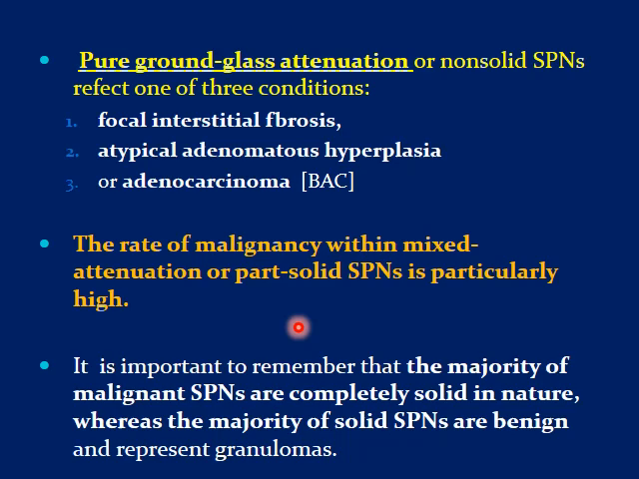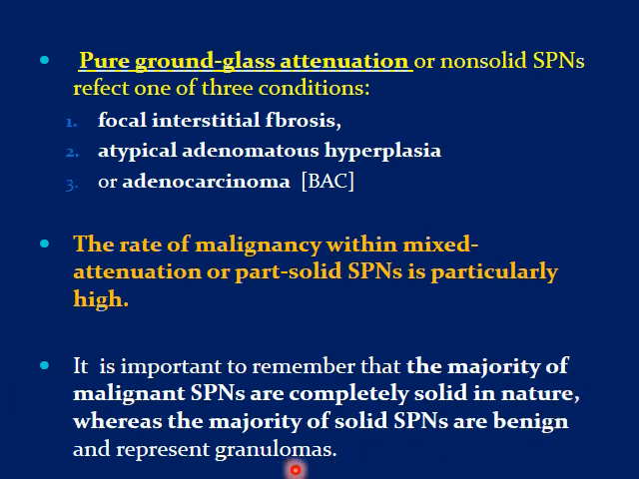Actually, there is a lot of debate or controversy here. Pure ground glass attenuation or non-solid solitary pulmonary nodule reflects one of three conditions: focal interstitial fibrosis, atypical adenomatous hyperplasia, or adenocarcinoma. The rate of malignancy within a mixed attenuation or partly solid solitary pulmonary nodule is high. So if you see a partly solid lesion, this is not benign. You should be cautious about this pattern of density. It is important to remember that the majority of malignant solitary pulmonary nodules are completely solid in nature, whereas the majority of solid solitary pulmonary nodules are benign and represent granulomas.